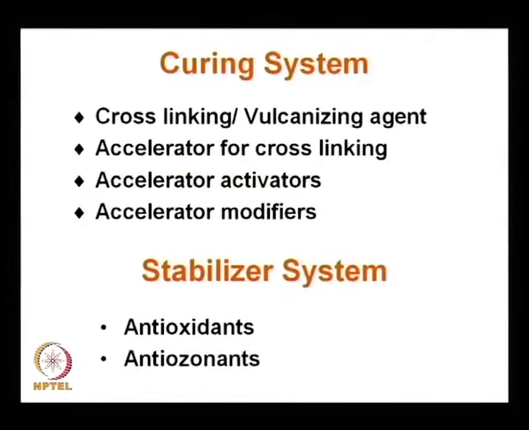Then accelerator modifiers, this is again another category, another member of the curing system. Accelerator modifier means, when we are incorporating this sulfur cross linking agent and accelerators, these decompose at the vulcanization temperature, or when the temperature of the rubber compound increases, then these compounds may degrade, decompose and form free radicals, and those free radicals actually take part in forming cross linking bonds.